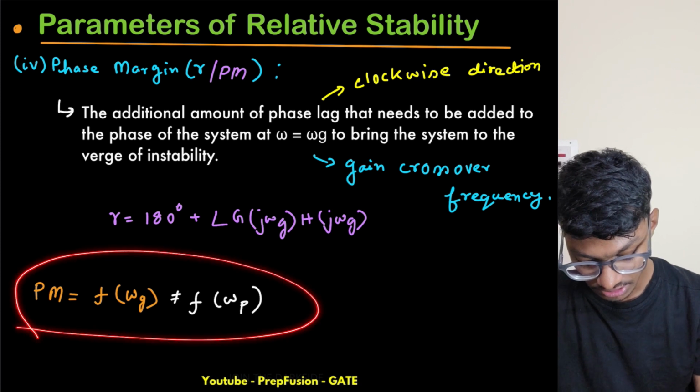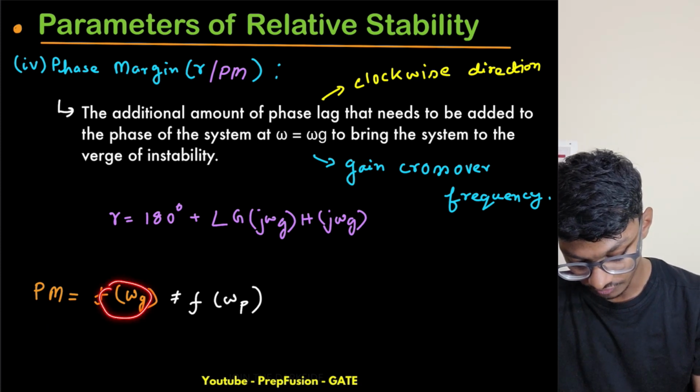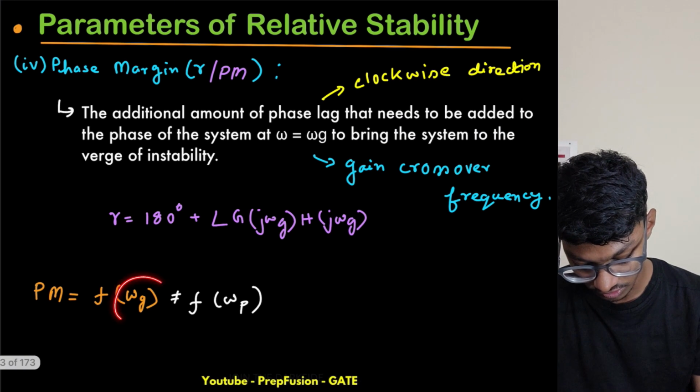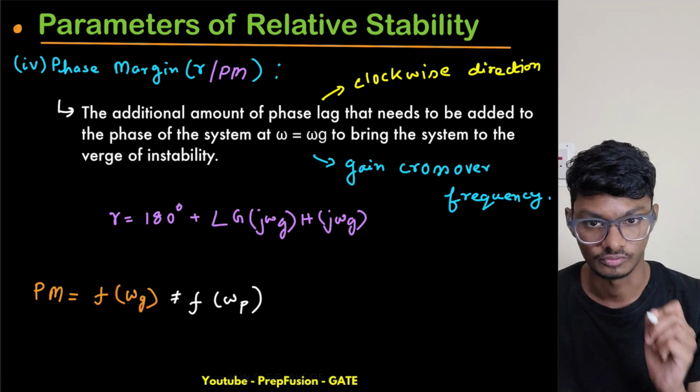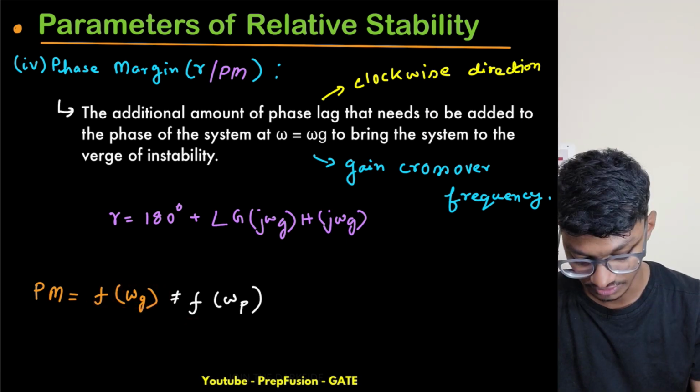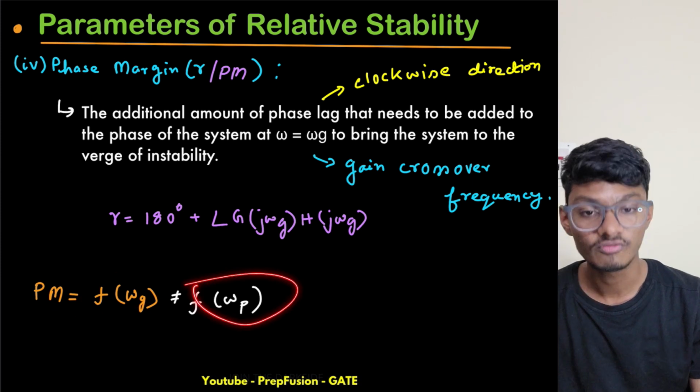So my phase margin is obviously a function of the gain crossover frequency. It was the gain crossover frequency and not the phase crossover frequency. Very important point to note. It is a function of gain crossover frequency, not of phase crossover frequency.